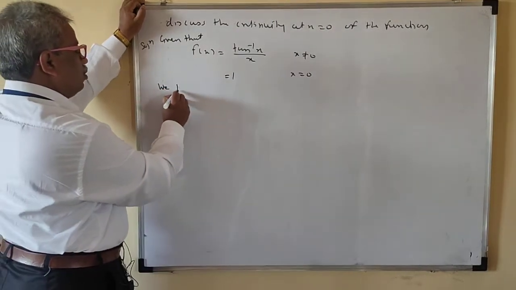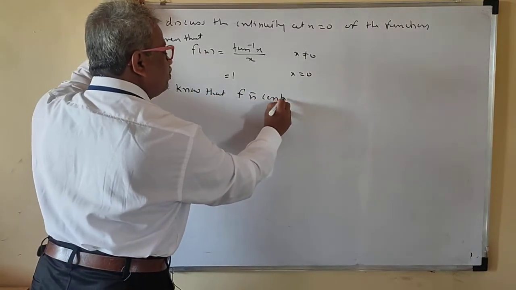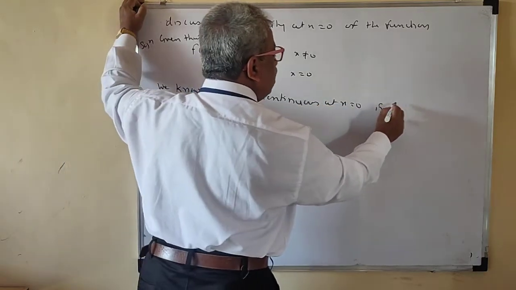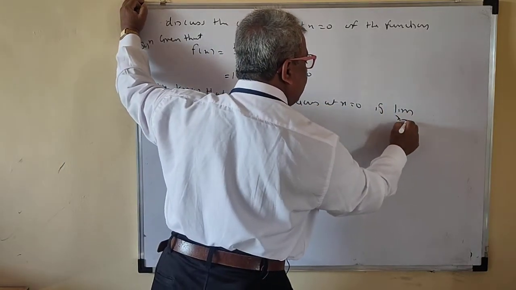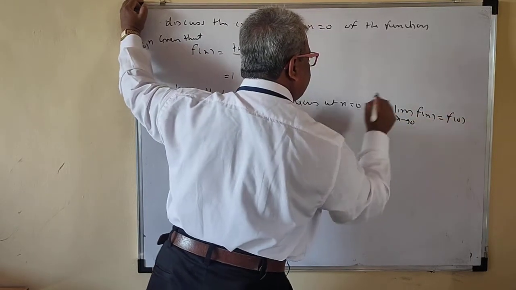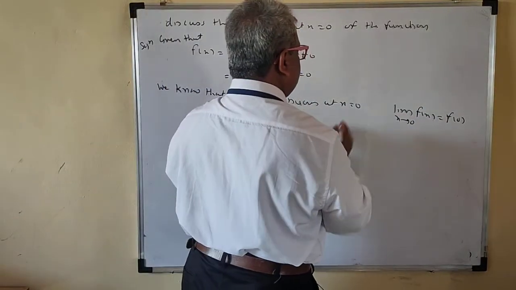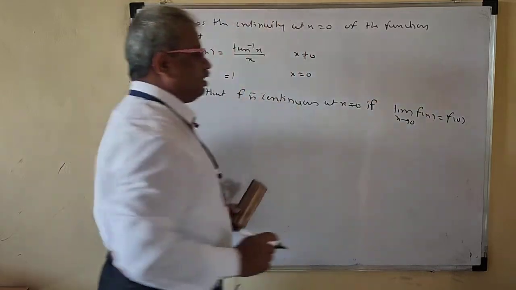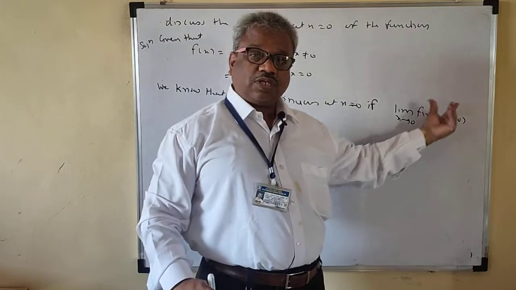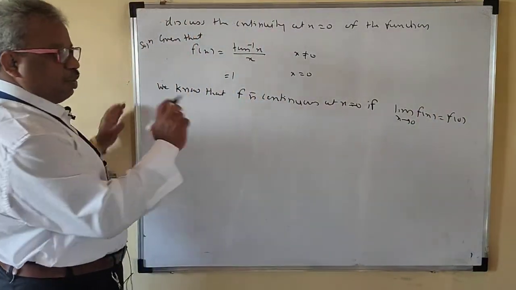We know that f is continuous at x is equal to 0 if limit x tends to 0, f of x is equal to f of 0. Now what we have to do? We have to evaluate both the sides. If they are equal, the function will be continuous. So what is our part then? We have to evaluate both the sides.